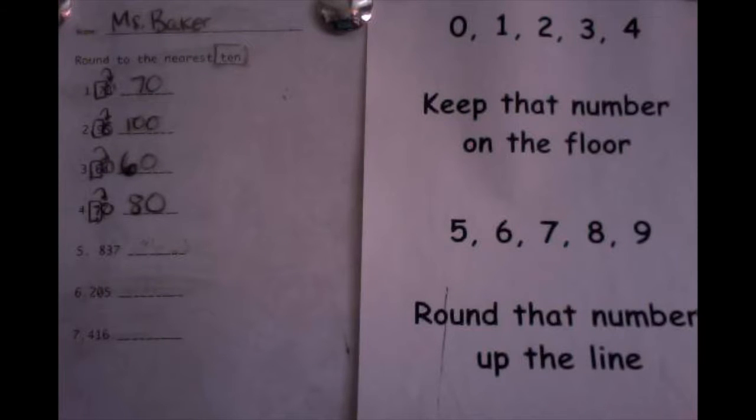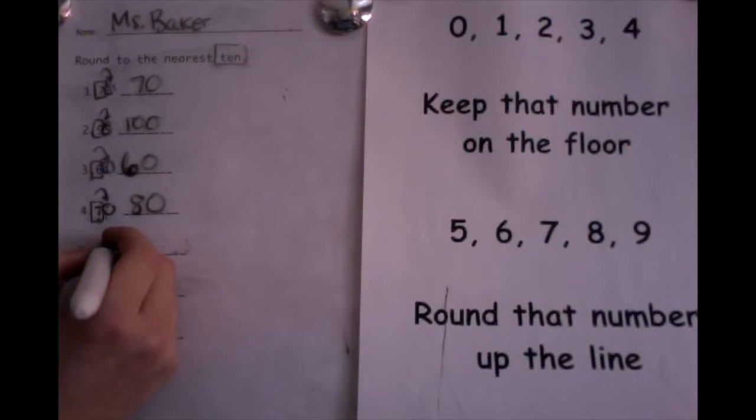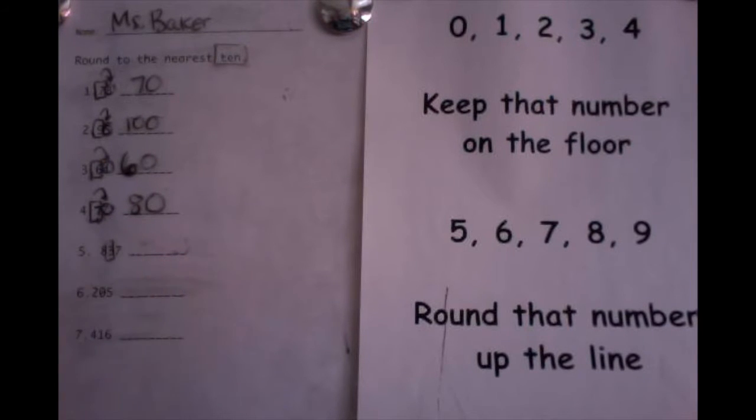So number 5, the number 837, the first thing that we need to do is put a box around the tens place. Go ahead and put a box around the number 3 in our tens place. Now we're going to look next door to decide if we're going to round that 3 and keep it on the floor or round the number up the line. 0, 1, 2, 3, 4, round that number to the floor. 5, 6, 7, 8, 9, round that number up the line.